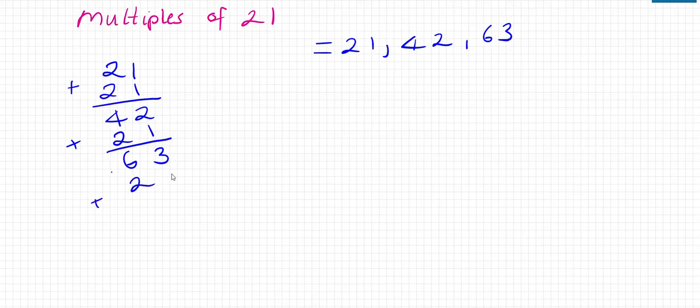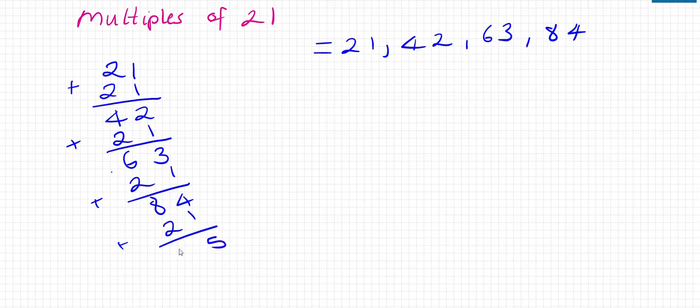Alright, and add 21 again to 63. 3 plus 1 is 4, 6 plus 2 is 8. So 84. And one more time, because the question asks us to find the first 5 multiples. Sorry, I'm going at an angle. Alright, so I've got 4 plus 1 is 5, 8 plus 2 is 10, and I've got 105. Now let's just count. 1, 2, 3, 4, 5. These are the first 5 multiples of 21.